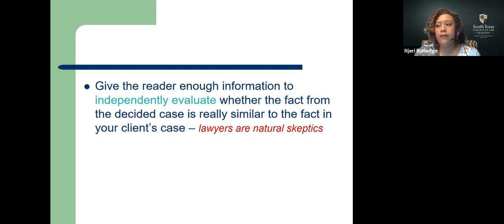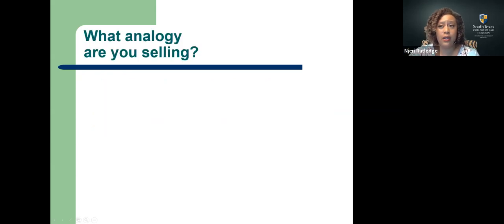You also want to make sure you give the reader enough information to make their own independent evaluation on whether the fact from what was decided is truly similar, because lawyers are naturally skeptical. When you are arguing a case to a jury, juries don't really like to be told, well, this is it. They actually like for you to give them enough information so they can also have that aha moment where they're convinced that this should be the right result. So make sure you provide enough independent evidence so your reader, your jury, whoever you're trying to convince can have that aha moment where they're really following you, as opposed to you just stating a conclusion.